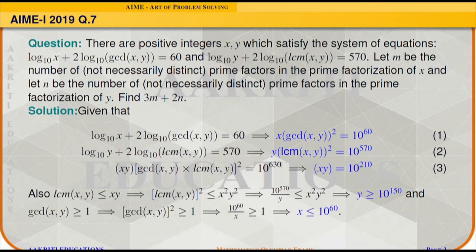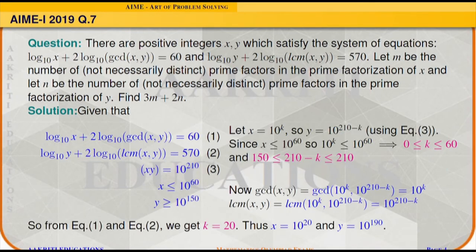Now, we also know that LCM is always less than or equal to the product of two numbers and GCD of two numbers is always greater than or equal to 1. So by using the fact that LCM is less than or equal to the product of the two numbers, we will get y is greater than or equal to 10 raised to the power 150, and by using the fact that GCD is always greater than or equal to 1, we will get x is always less than or equal to 10 raised to the power 60.